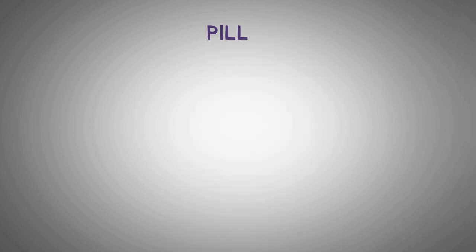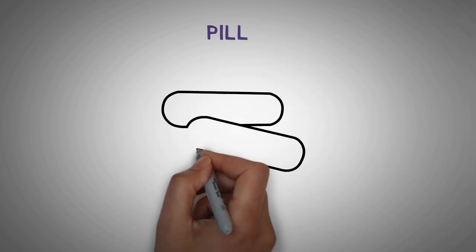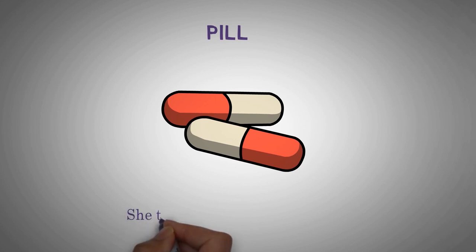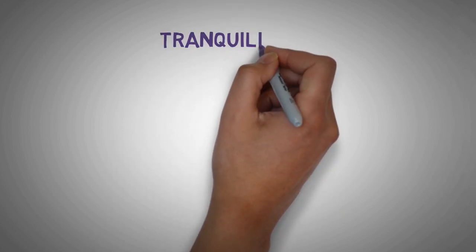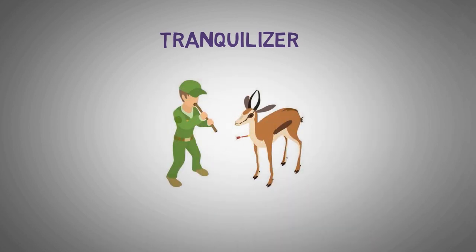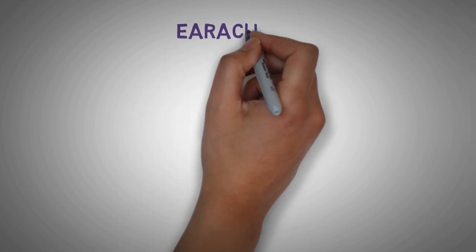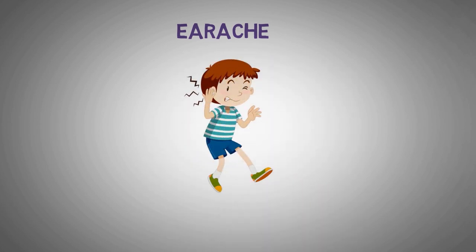Pill. She took a pill for her headache. Tranquilizer. She's taking tranquilizers. Earache. I have an earache.